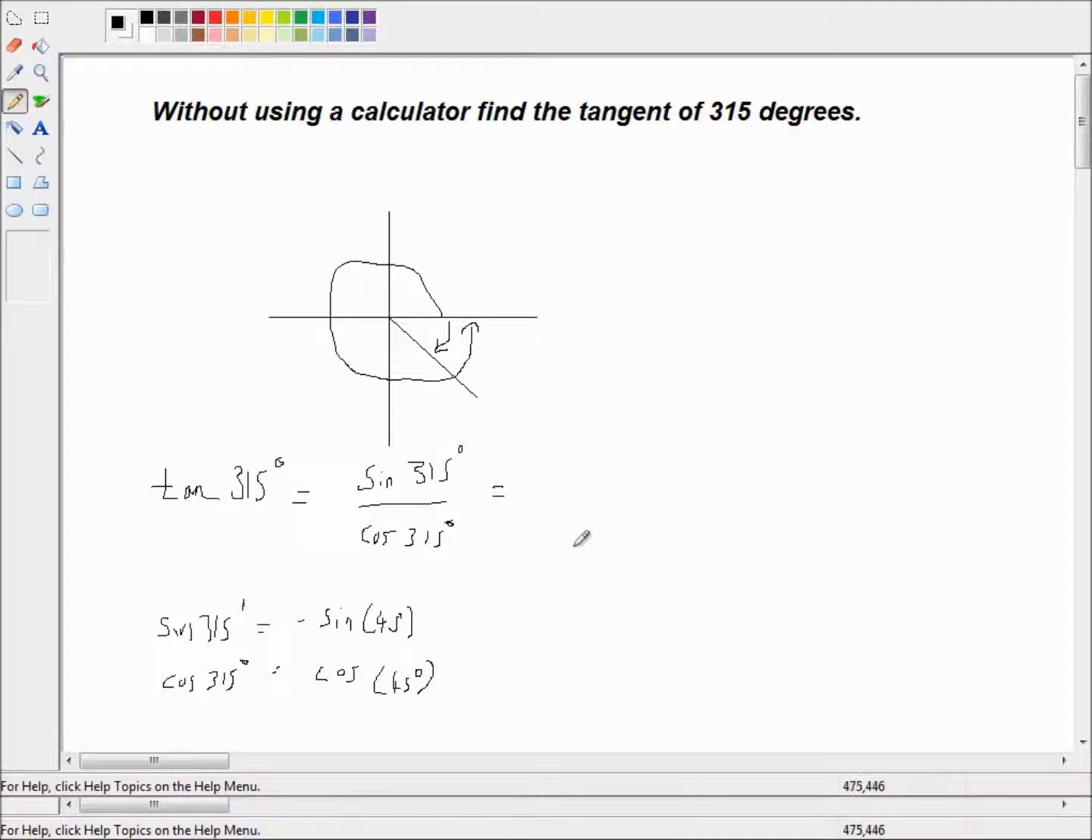So the tangent of 315 degrees is equal to minus root 2 over 2 divided by root 2 over 2. Well, anything divided by itself is 1. So this is going to be equal to negative 1. So the tangent of 315 degrees is just negative 1.